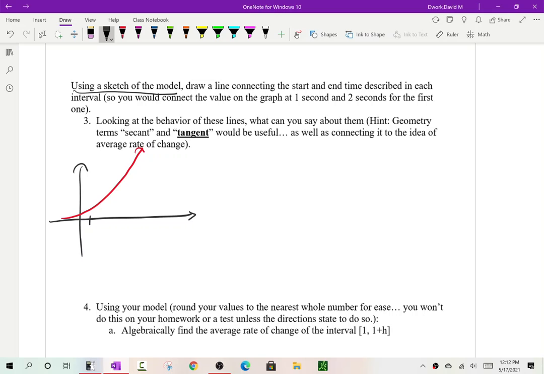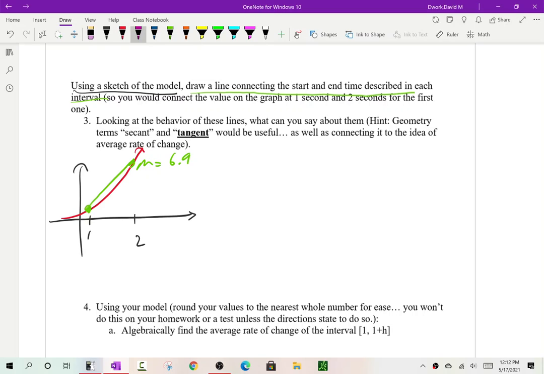Now, you'll say, all right, this is 1, and we'll call this 2. All right, so looking at the behavior of the lines, what can you say? Oh, sorry. Using a sketch of the model, draw a line connecting the start and end times describing each interval. Okay, so the first interval was from 1 to 2. So if I were to connect the dots, we knew that this slope was 6.9-ish, right?